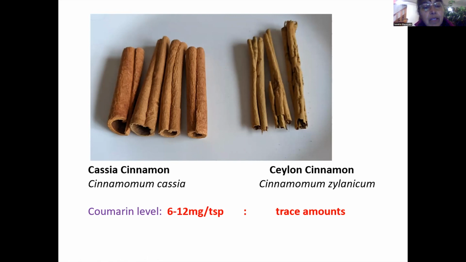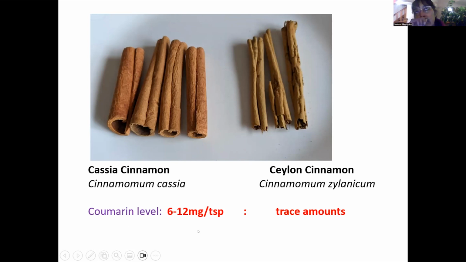But there is one particular chemical, which is coumarin, which is an aromatic compound that has a benzene ring and another structure attached to it. Coumarin is fairly high in all cassia cinnamon, and in Ceylon cinnamon, it's present in trace amounts. And why we talk about coumarin is because this is what gives the toxicity to cinnamon if you take it in high amounts. It has been implicated in liver damage and various other conditions.